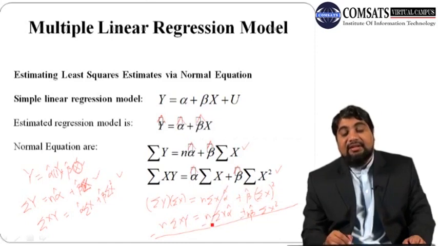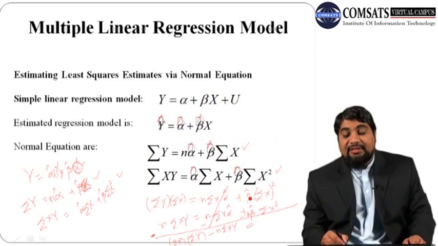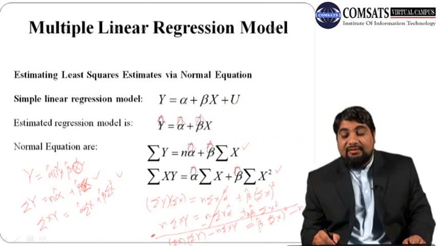these terms will be cancelled. So we are left with summation y times summation x, I'm just rearranging terms, minus n summation xy, equals beta hat summation x whole square minus n beta hat summation x square.